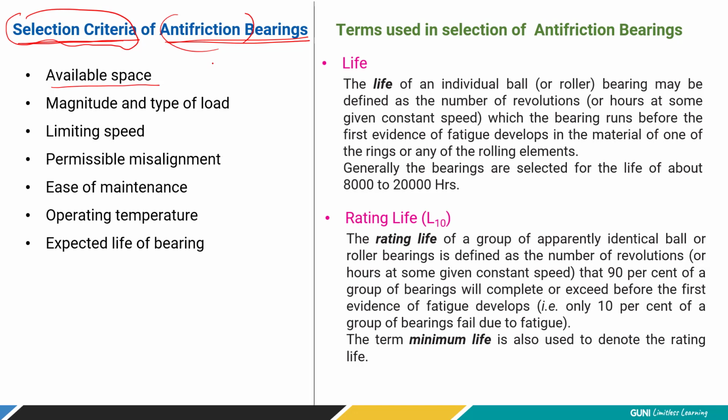It should have a sufficient width so it can be fitted in the housing, right? So you have to consider what is the space available. Second, what type of load is acting, whether it is purely radial or thrust load or combined, and what is the value?